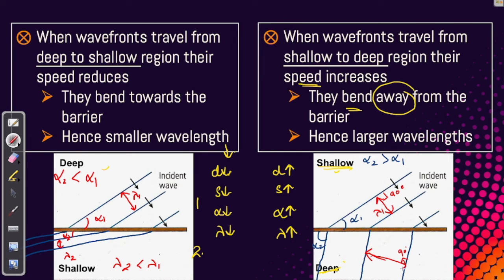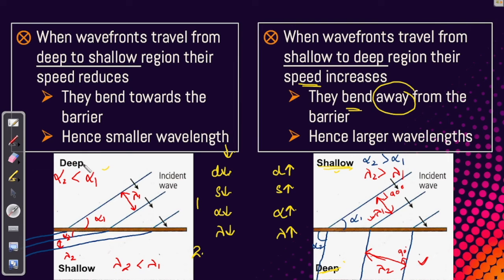If you see, the spacing between the wavefronts has gone up. Spacing between the wavefronts, lambda 2 is greater than lambda 1, I'm sorry for this small mistake. So the new wavelength, which is lambda 2, is greater than the original old wavelength lambda 1. So very easy to memorize.